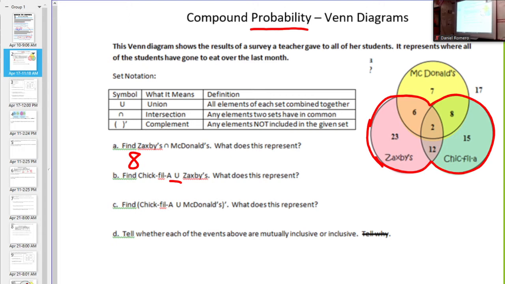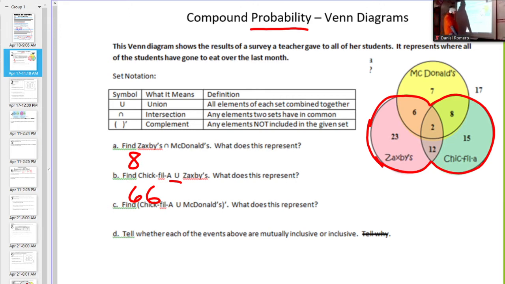35, 50. I'm getting 56. 76? I found out 35 and 15 is 56. I'm getting 66. What does that represent? That represents kids that went to at least one of the two. Because they might have gone to both, but they went to at least one of the two.